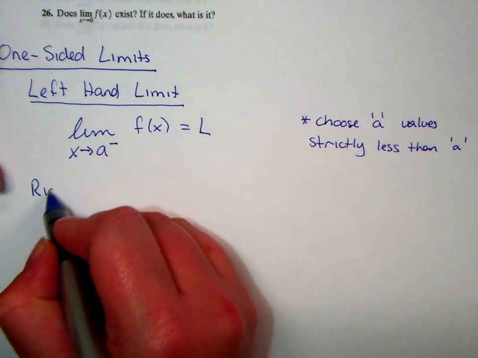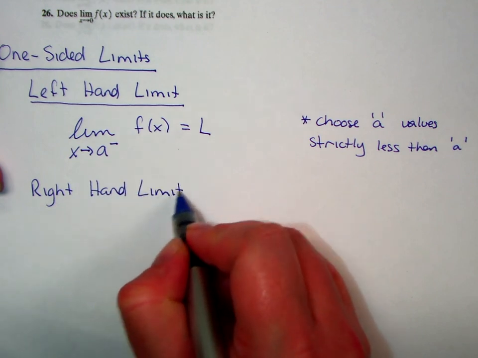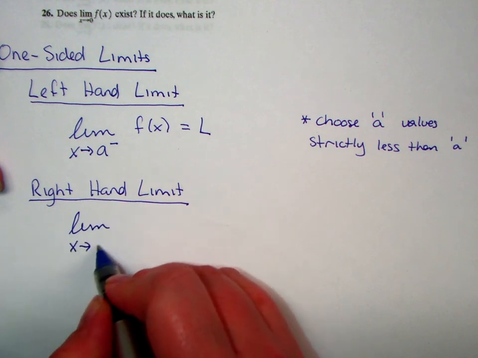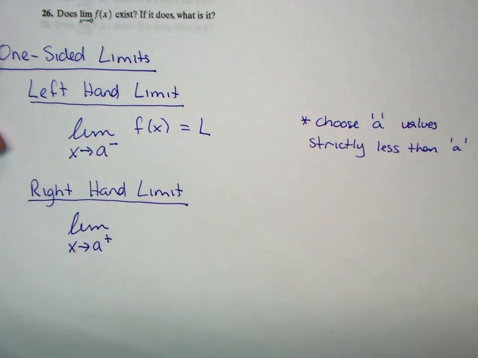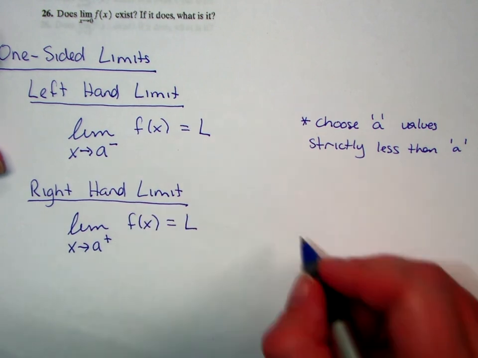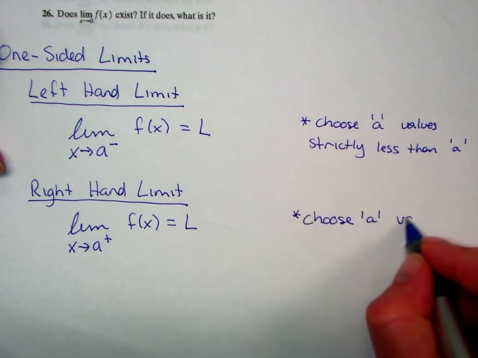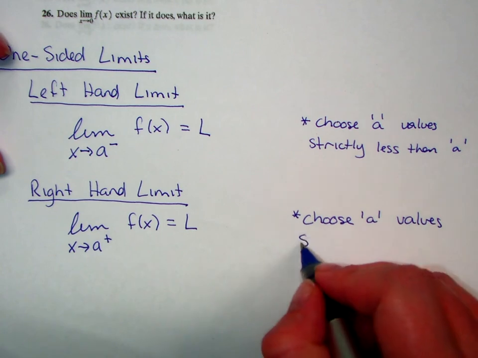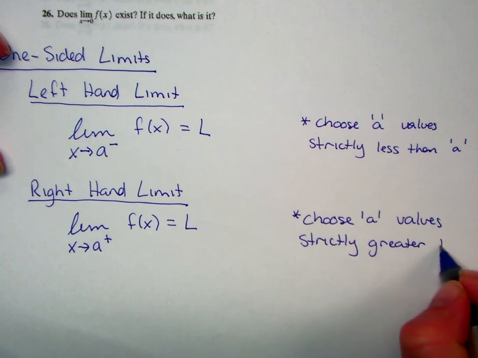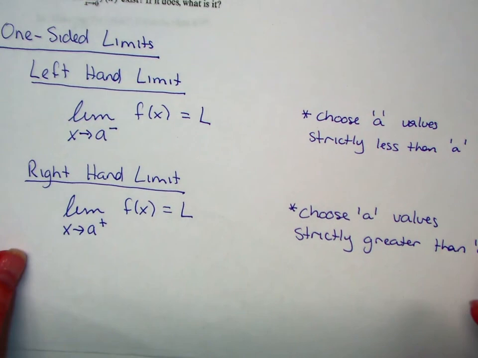So similarly, we have a right-hand limit. And so the right-hand limit, we're going to pick x values on the positive side of a, right? Greater than a. And so this can equal some limit L, right? So on the right-hand limit, we're going to choose x values strictly greater than a. Right? Not less than, not equal to, only greater than a.